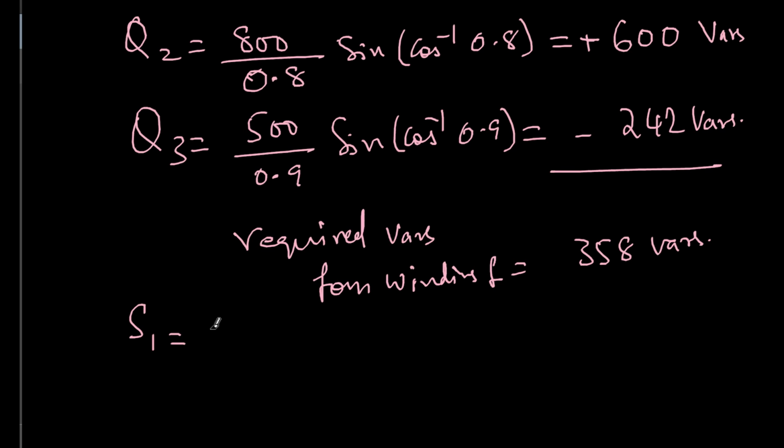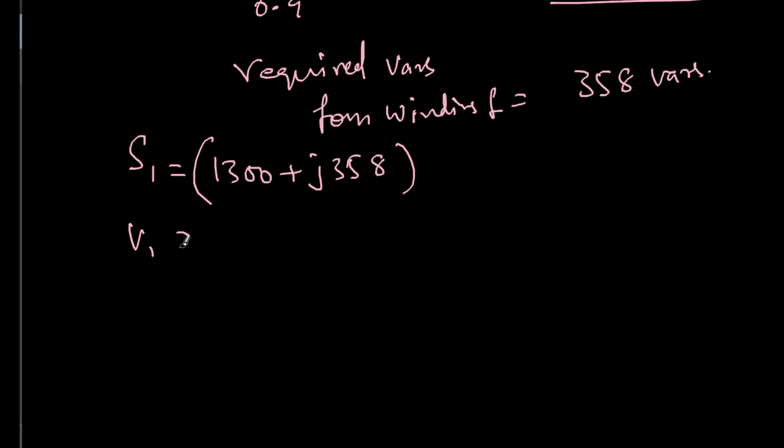S1 will be 1300 plus j358. This much I require. And I know V1. V1 will be 100 volts. And this is volt-amperes. So therefore, what is I1? I1 is nothing but S1 conjugate divided by V1 conjugate. We had seen this many times, this simple complex power law.